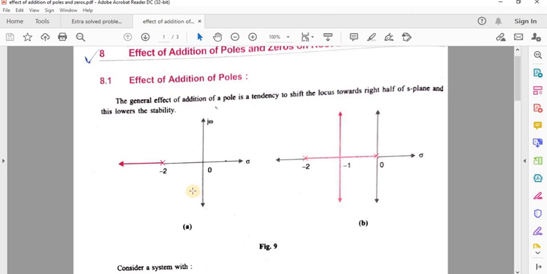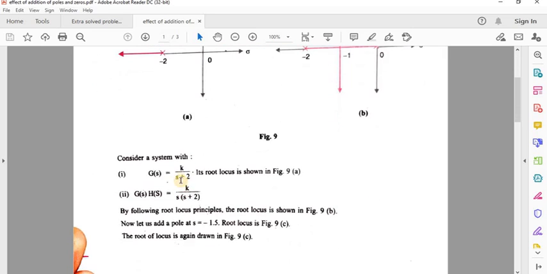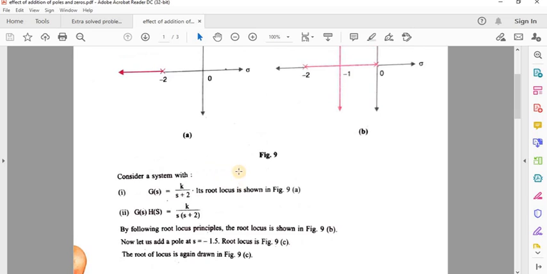Okay, so the general effect of addition of a pole is a tendency to shift the locus towards the right half of the s-plane and lower the stability. They have given an example. Okay, so this is the example. Its root locus is shown in this figure.